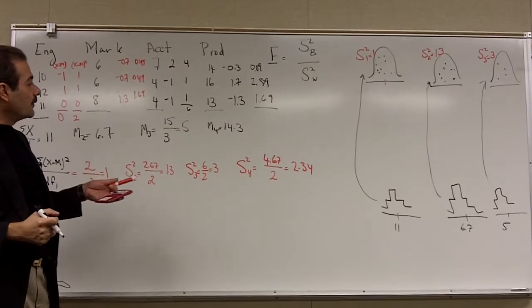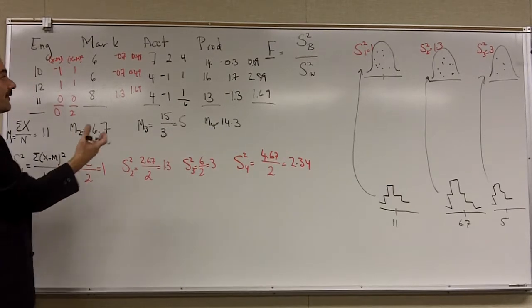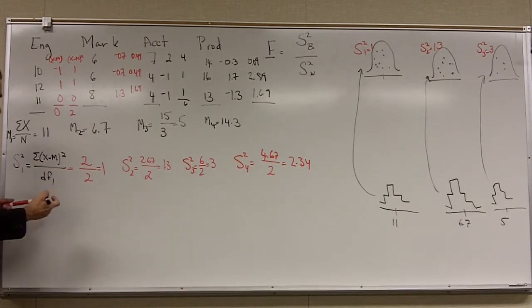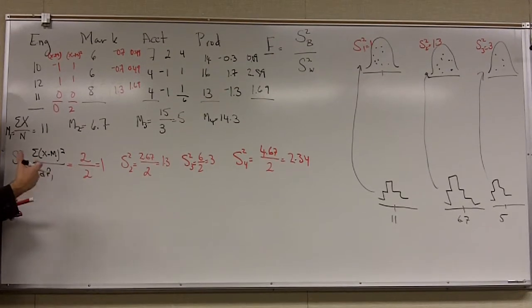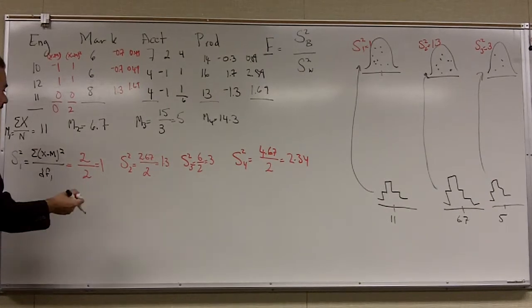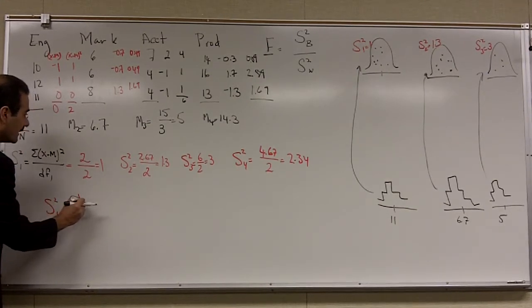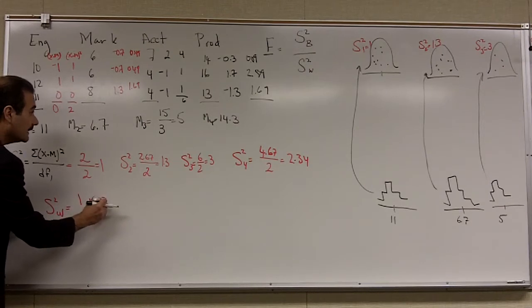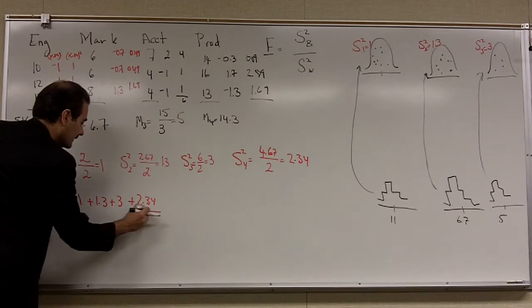Okay, so now we've got all of these variances. And the first step, since they have equal ends, is we simply get their average. And what's their average? Their average is their sum divided by what? By the number of groups, by 4. So s squared within equals 1 plus 1.3 plus 3 plus 2.34 divided by 4.